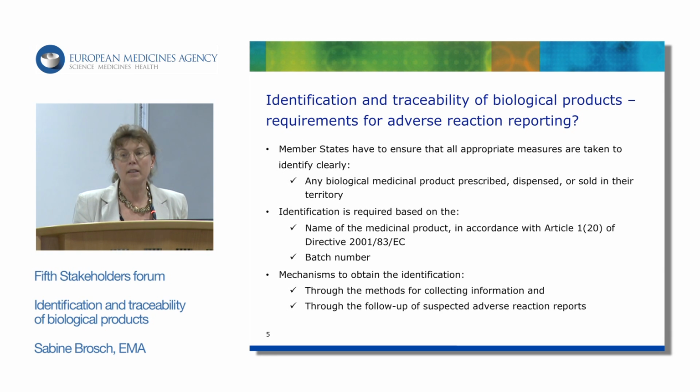And when we think again about the characteristics of a biological medicinal product and the importance also of the manufacturing process of these products, the batch number is really key to the monitoring of the safety. So for the mechanisms to obtain the identification, it links back to the adverse reaction reporting requirements, as we have just stated. So here the reference is made through the methods for collecting of information or through the follow-up of suspected adverse reaction reports. And my colleagues who will present now in detail the different requirements will elaborate further on this specific topic.